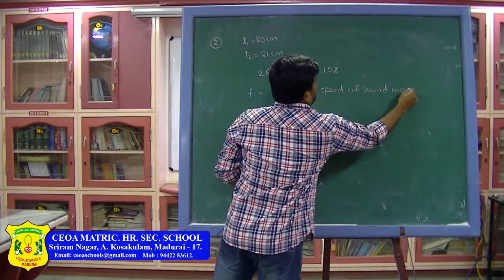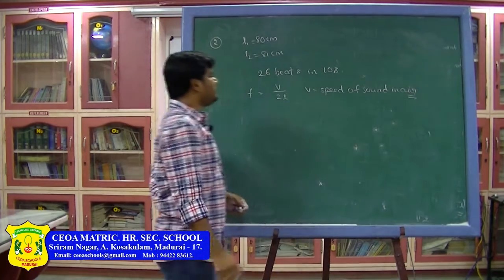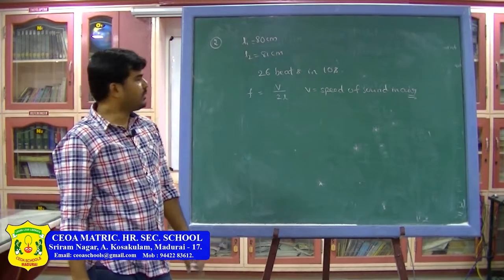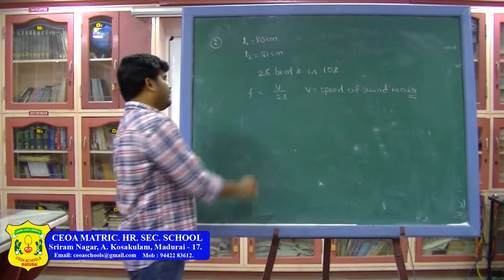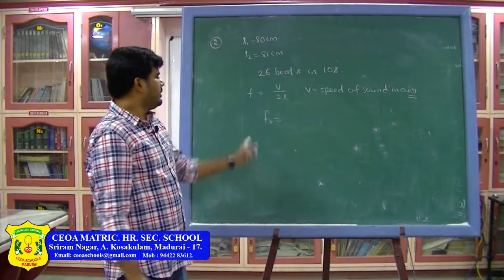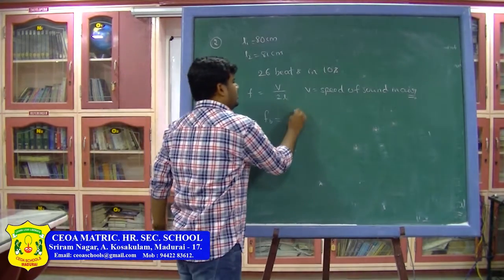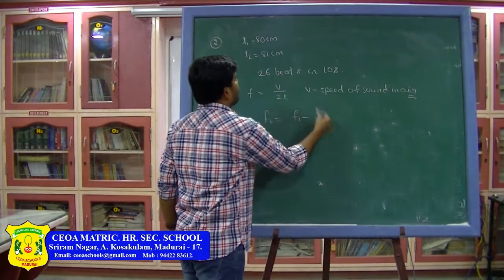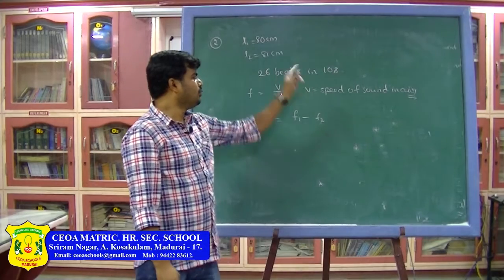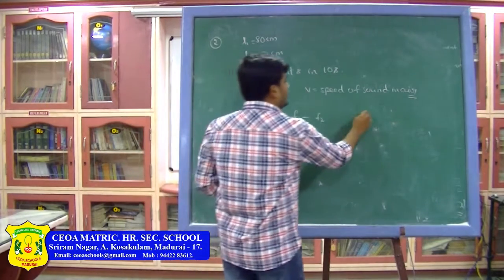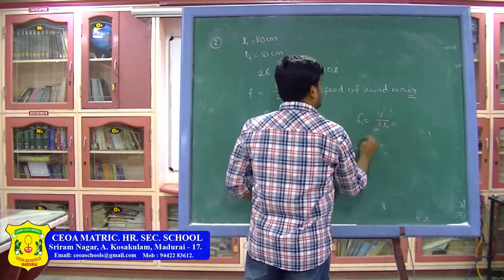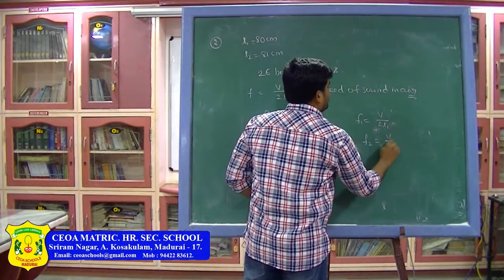Now, we have 2 pipes of length L1 and L2, and they are producing beats. So, if FB is the beat frequency, then the beat frequency is given by F1 minus F2, the difference between the 2 frequencies. Here F1 is the fundamental frequency of the first open pipe, that is V by 2L1, and F2 is V by 2L2.